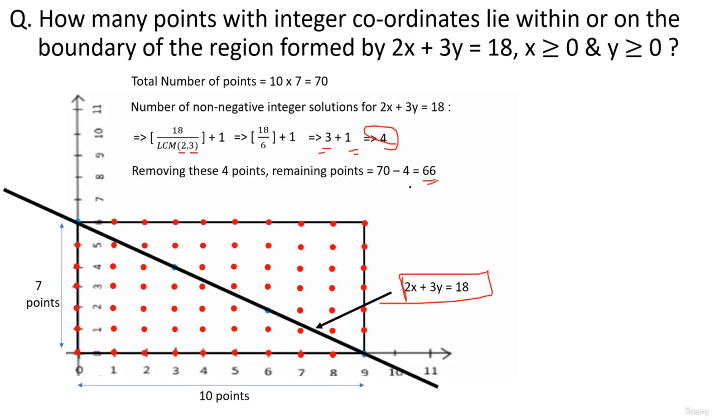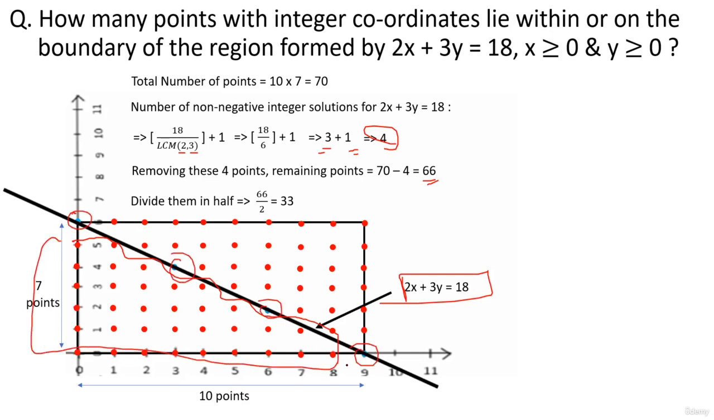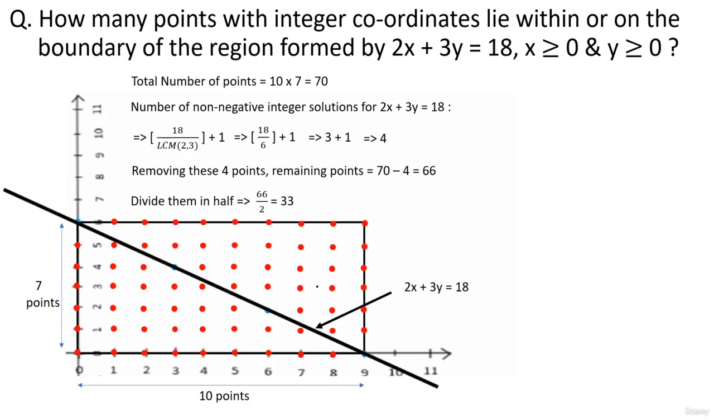Now we break these 66 red points exactly in half. 33 points are lying beneath the line, and exactly 33 points are lying beyond the line, above it. But what do we need? We need the points on the boundary as well. So when we take only 33, we have taken only these red points. So we need to add the points on the line too: 1, 2, 3, 4. On this value 33, we add 4, and we get the answer 37, which was the same as before.